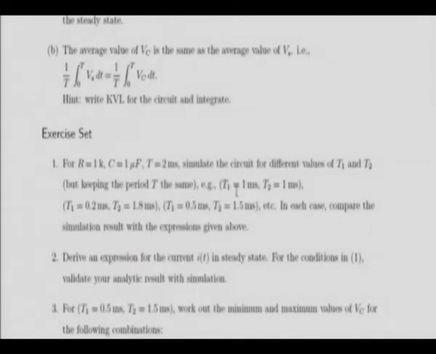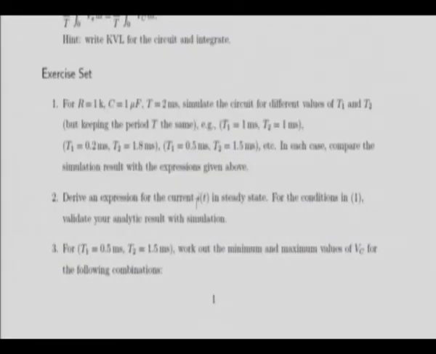So that's for different values of T1 and T2, and in each case compare the simulation result with the expressions given above in the document. Right? That's one. Derive an expression for the current in steady state. For the conditions in 1, validate your analytic result with simulation.